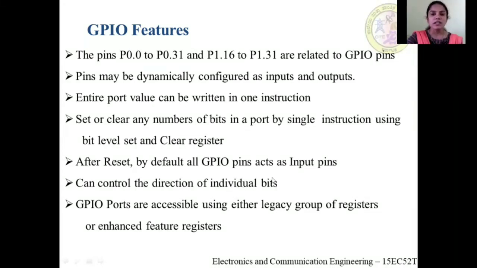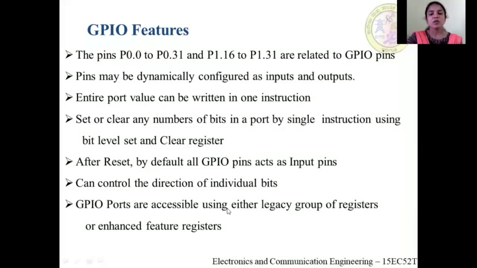It is not necessary that you set all the pins of the port as input or all the pins as output. We can set individual bits or individual pins as input pin or output pin. For example, in the 32 pins of port 0, we can set only one pin as output pin and the remaining pins as input pins, or we can set 5 to 10 pins as output pins and the remaining pins as input pins. That means we can control the direction of individual pins or individual bits.